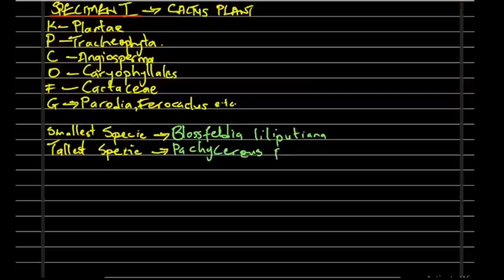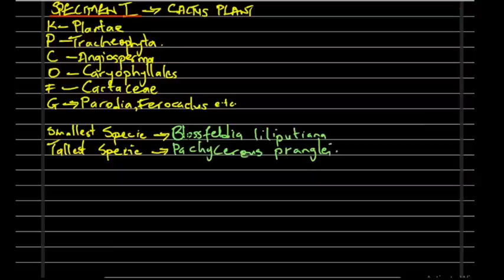Pachycereus plainly. So those are the... this one here is the smallest species, the Blossfeldia liliputiana, while this one here is the tallest of the species, the Pachycereus pringlei. So let's just go straight to talking about a few things of this particular species.